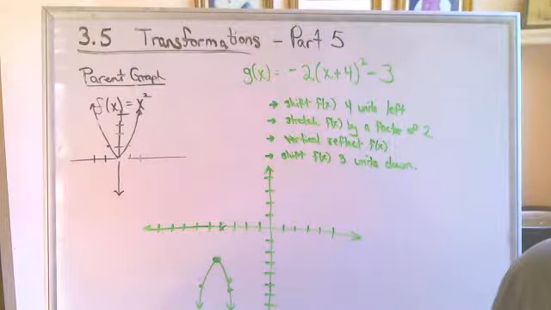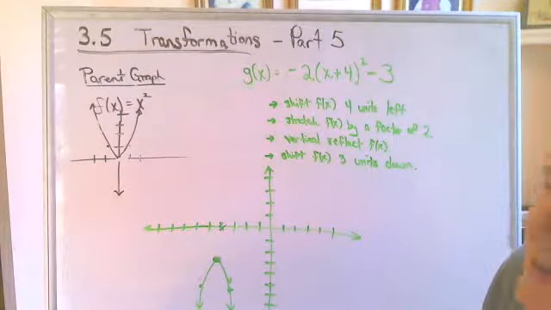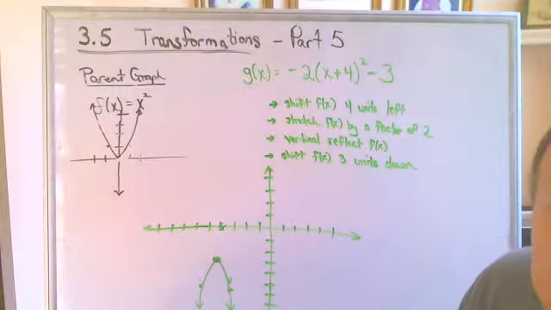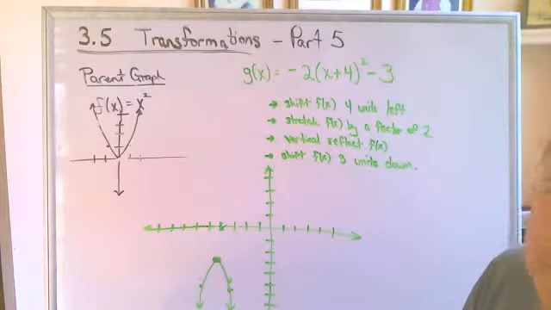But the parent graph is what they call a basic shape in the book, in your MyMathLab. They'll call it the basic shape or the basic graph. I call it the parent graph, because I want to have a parent-child relationship there with my graphs. And to me, it makes more sense. And that's the way I was taught many, many years ago. But anyway, this is 3.5. This is part 5 of transformations.